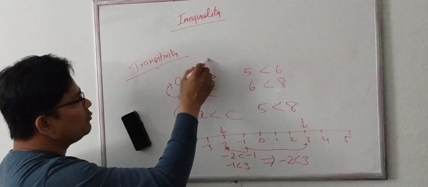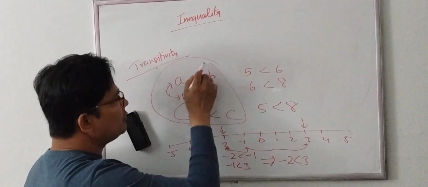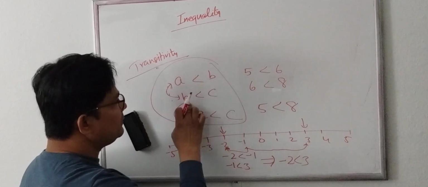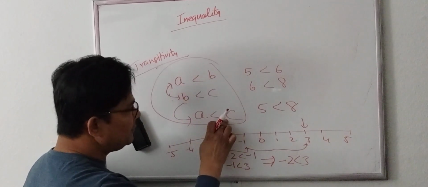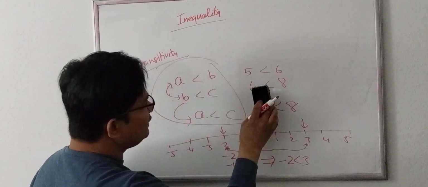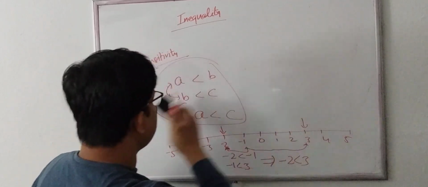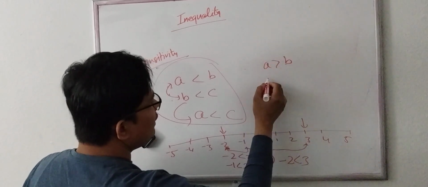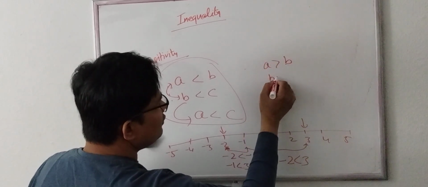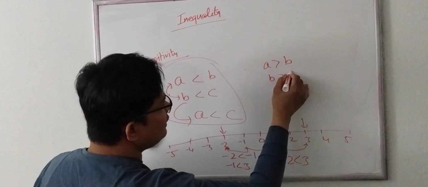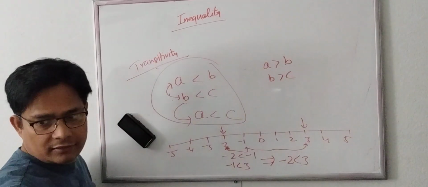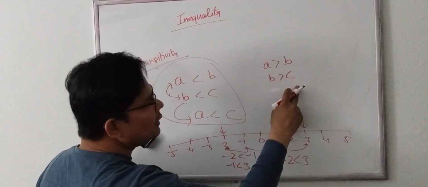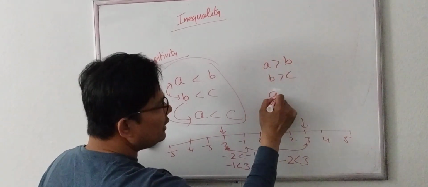So this is the basic relationship. If you have two relations given like this, A less than B and B less than C, in that case A will be less than C. If you take the opposite relation, if A is greater than B and B is greater than C, what will happen? If A is greater than B and B is greater than C, it means A is also greater than C.